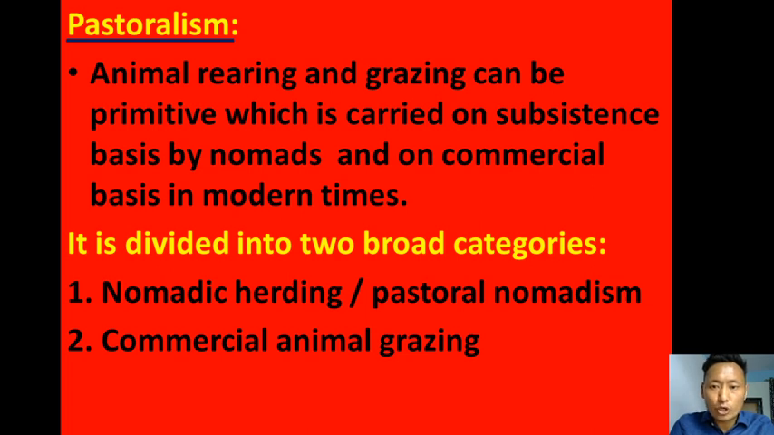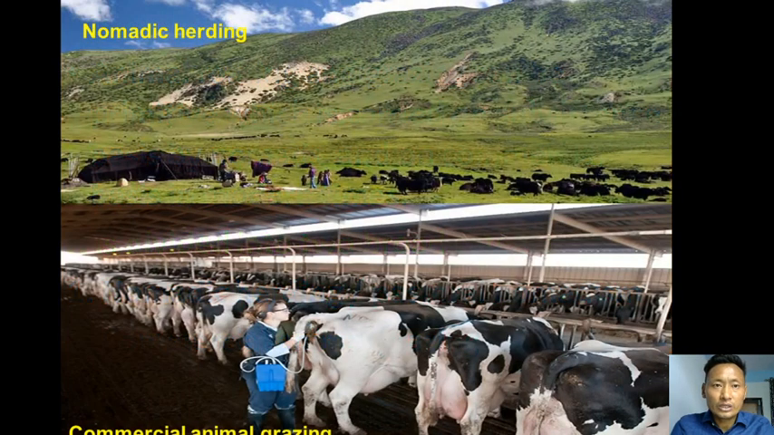Pastoralism is further divided into two broad categories. They are nomadic herding, also called pastoral nomadism, and commercial animal grazing. Nomadic herding, the first picture, is the old tradition, mainly for self-consumption, or subsistence in nature. But in the second image, commercial, rearing and grazing of animals is mainly for commercial purposes.